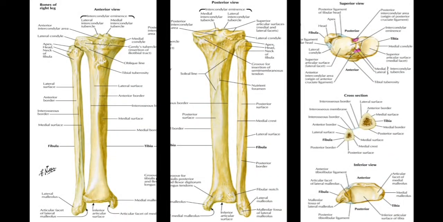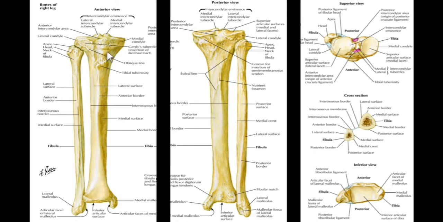Now let's discuss these two bones in detail. First of all, the tibia. The tibia has an upper end. The upper end of the tibia carries two condyles, the intercondylar area, then the shaft, and the lower end.